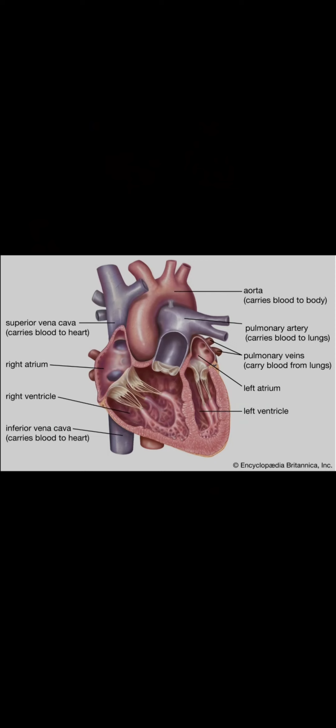The first, the tricuspid valve, separates the right atrium and right ventricle. Next is the mitral valve, which is also called the bicuspid valve. It separates the left atrium and left ventricle. Next come the semilunar valves: the aortic valve, which separates the left ventricle from the aorta, and the pulmonic valve, which separates the right ventricle from the pulmonary artery.